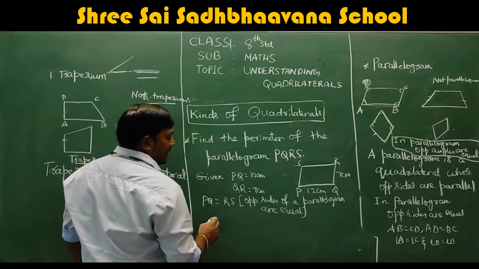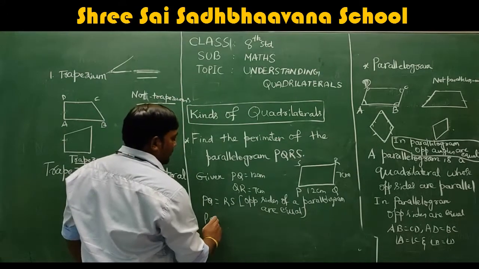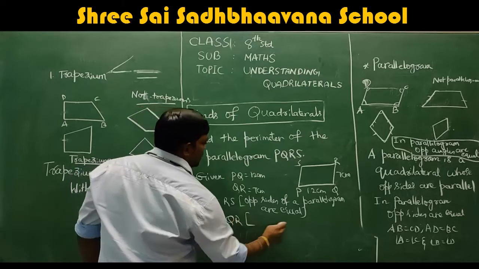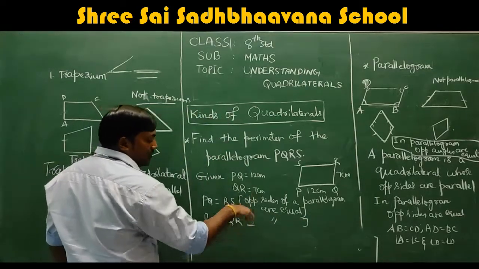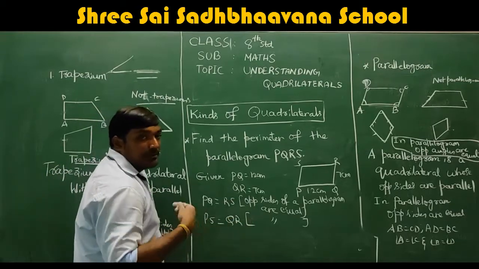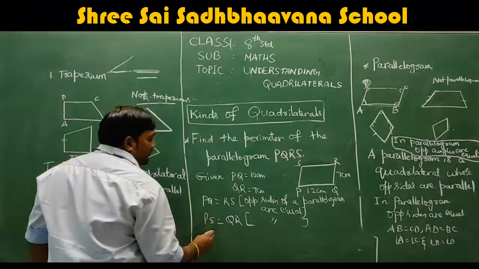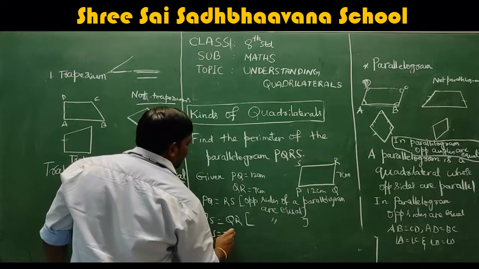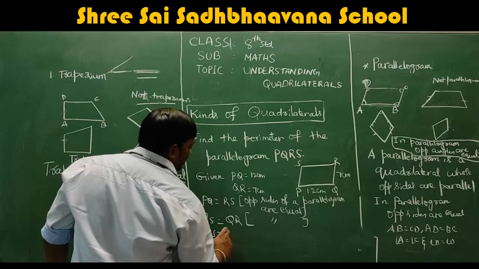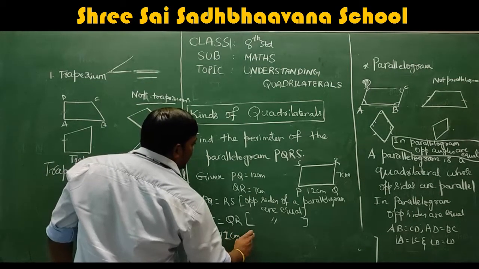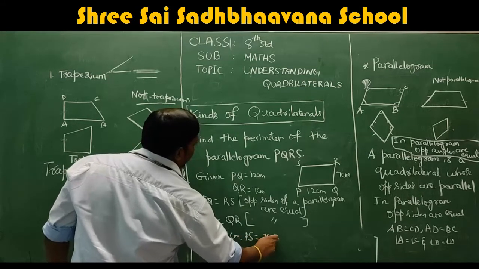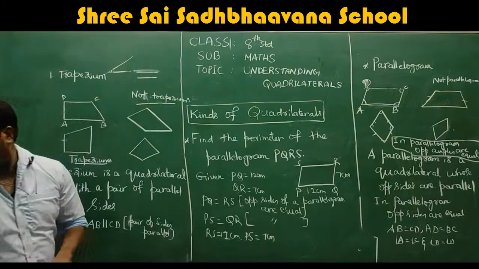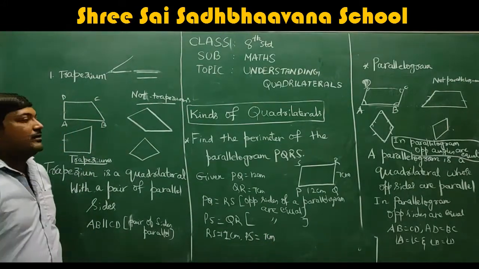Similarly, we can write PS is equal to QR. I'll put a ditto mark, meaning same property. You guys don't put a ditto mark, you have to write it out. It means we are applying the same property there also. It means RS is also 12 centimeters, and your PS is also 7 centimeters. Correct? So we got the opposite sides equal.